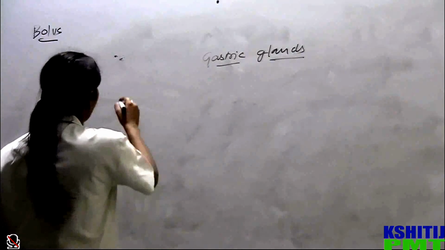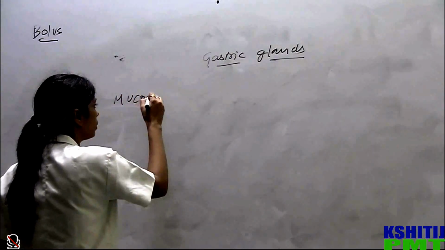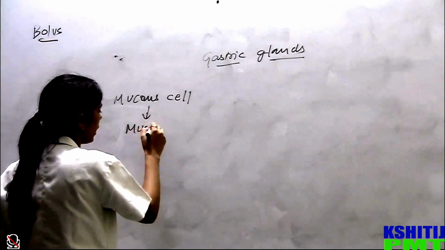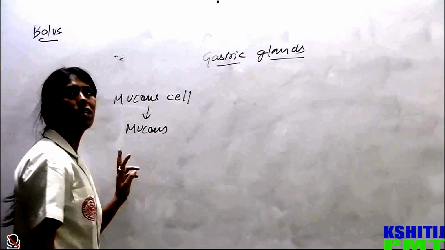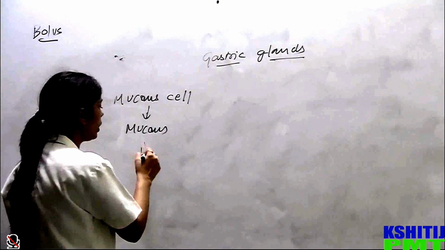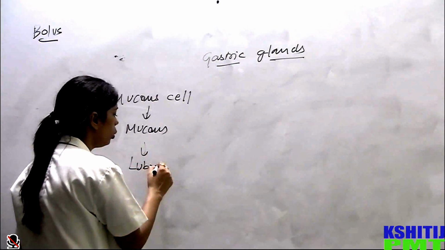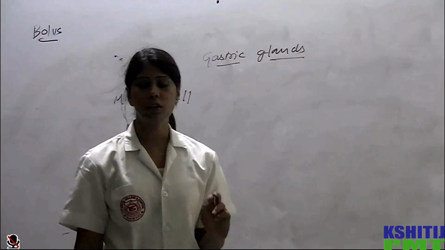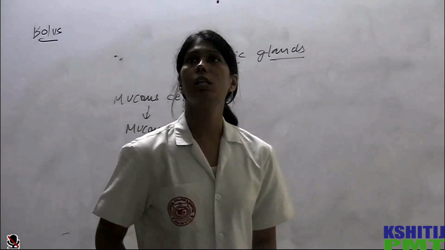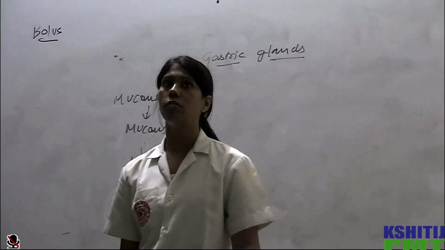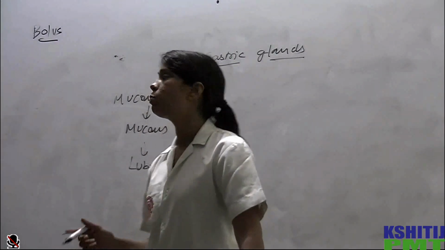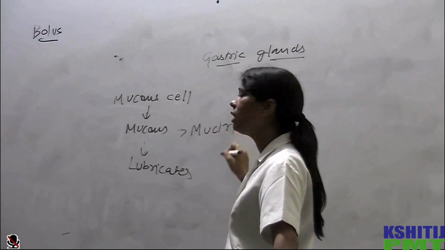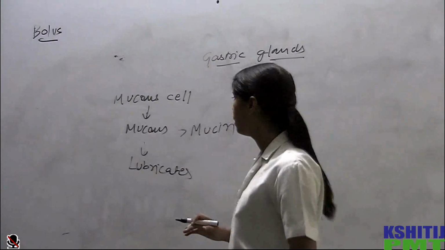First of all we have mucus cells. Mucus cells secrete mucus, and what is the function of mucus? They lubricate the food. That is the only function of mucosal cells. Now, what is present in the mucus? Mucin is present in mucus.